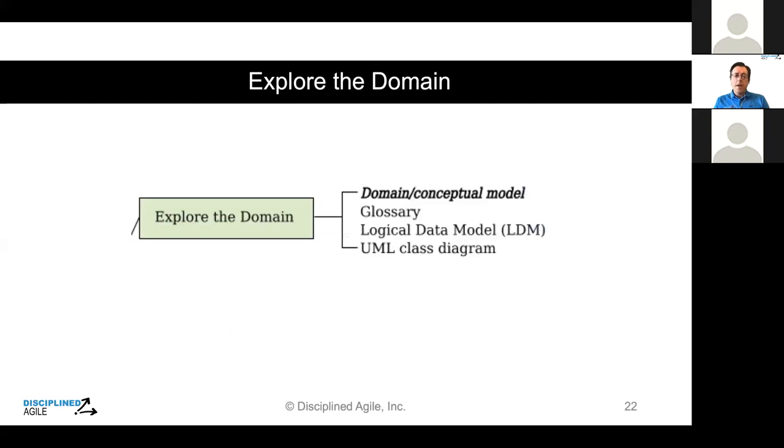So the next decision point I want to talk about is exploring the domain. Now, why would you do this? In some situations, especially in non-trivial situations, complex domains, it's important for people to get on the same page with regard to what the terminology is and entities and the relationships between those entities. I'll give you an example.